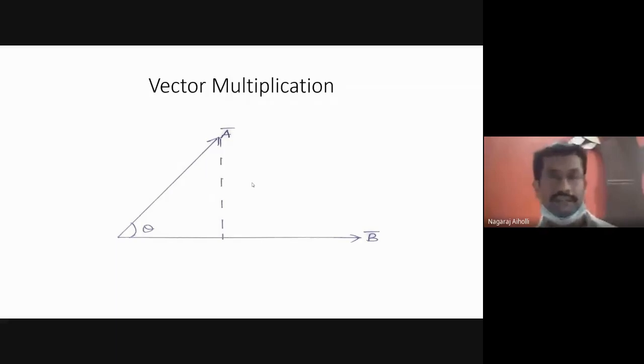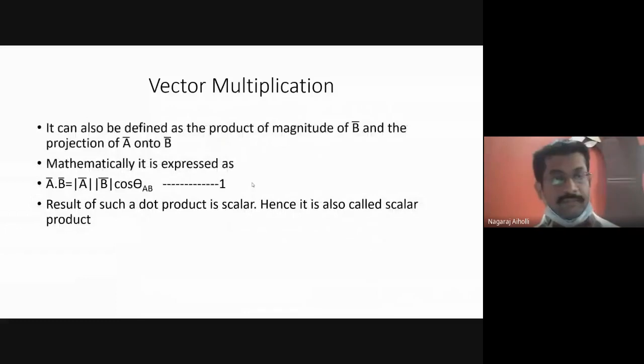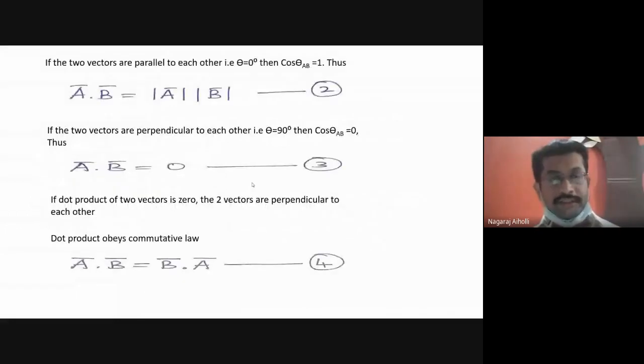Next point. If the two vectors are perpendicular to each other, theta equals 90 degrees, cos theta is 0. Hence, A bar dot B bar equals 0. Take it as equation 3. If the dot product of two vectors is 0, the two vectors are perpendicular to each other. These are a few points.